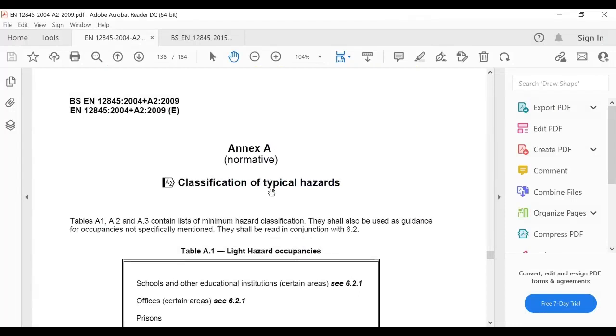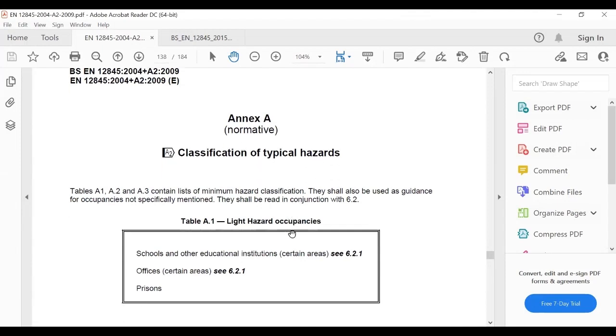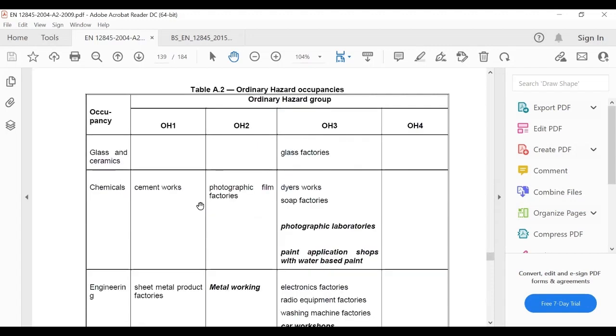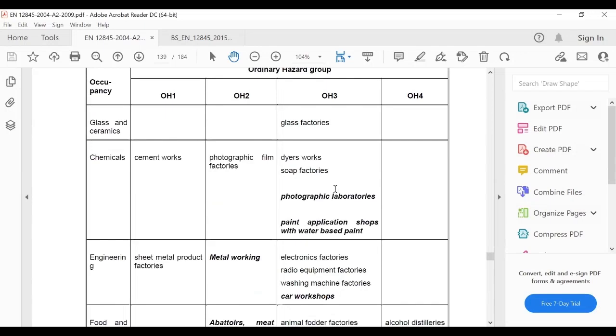Now, if you go to the code, I will just show you now, for example, in this annexure A, the classification of typical hazards. So this is the hazard level, the light hazard occupancies: schools and other educational institutes, offices, prisons. So this code tells us, depending upon the nature of the building, what hazard group it is. For example, for ordinary hazard, chemical industry, cement works, ordinary hazard 1, photographic and film factories, ordinary hazard 2, glass factories, ordinary hazard 3, like that. They have identified different types of activities that we do in buildings, and accordingly they tell us what is the hazard group or hazard level of that building.